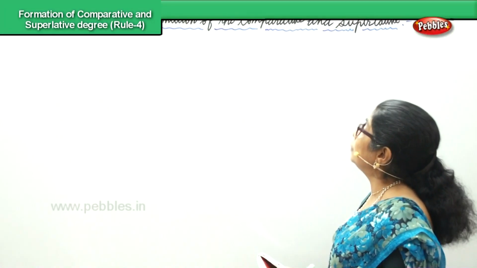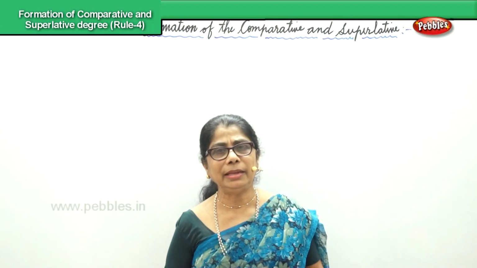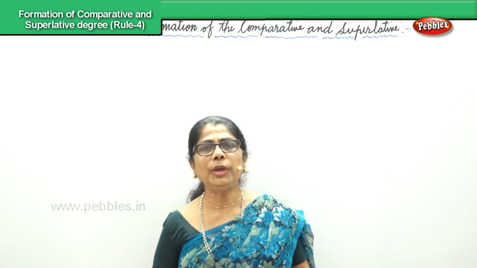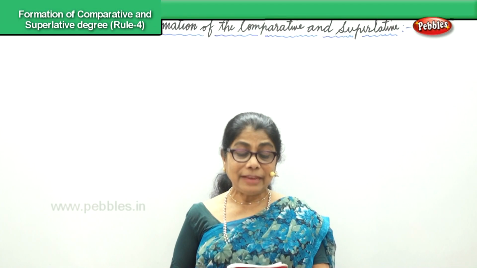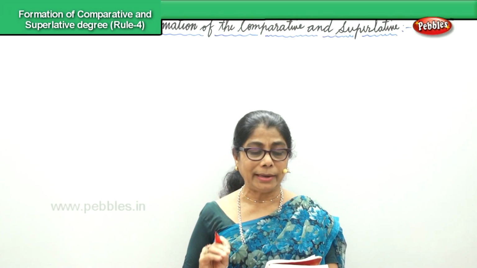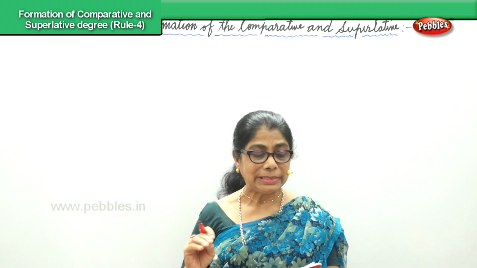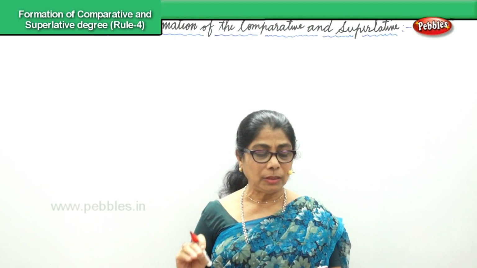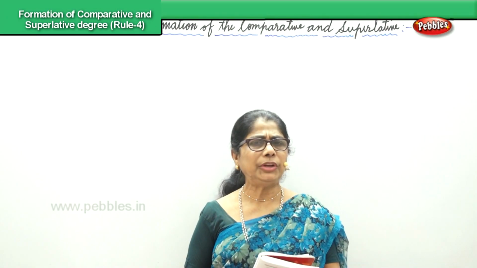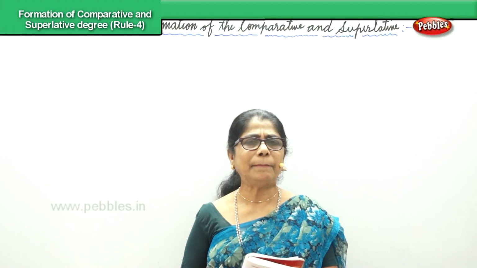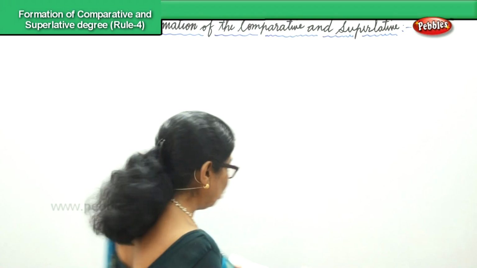In the formation of comparative and superlative degree in adjectives, we go into rule number 4. Rule number 4 says, if the positive ends in Y and the Y is preceded by a consonant, the Y changes into I, and to form the comparative you add ER, and to form the superlative you add EST. That's all. It's very simple, but we do not need to remember. It's just the practice.